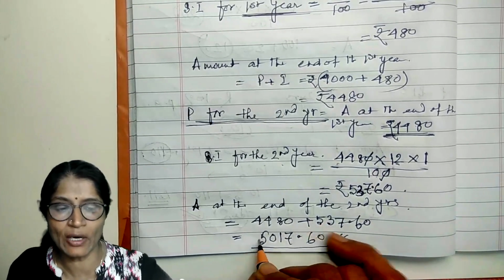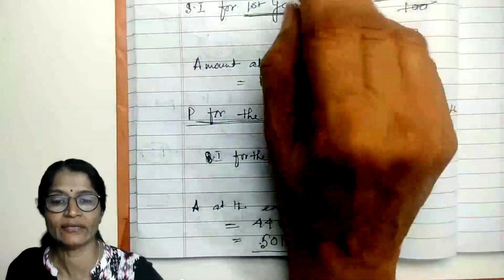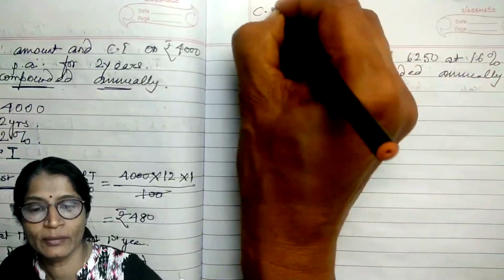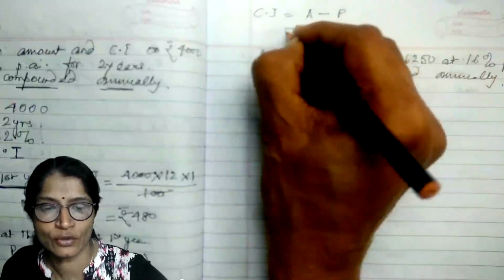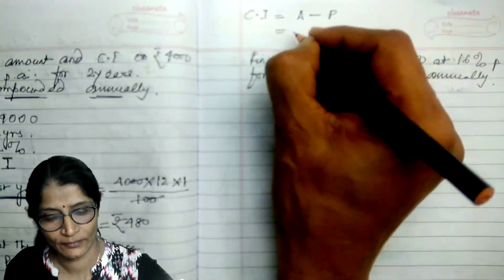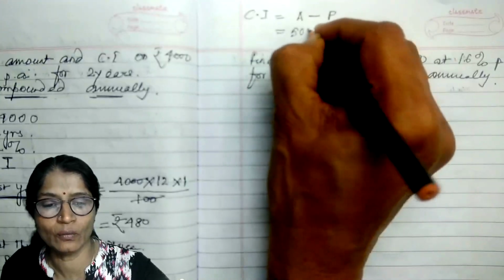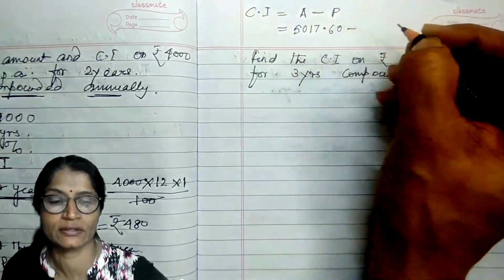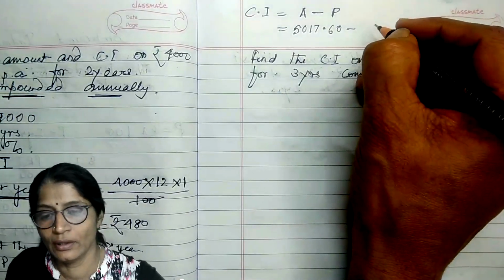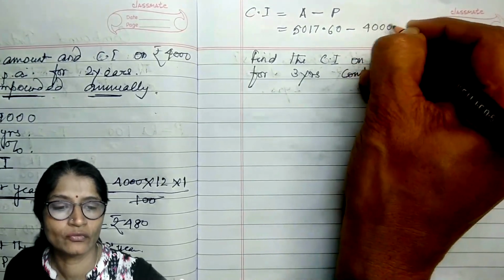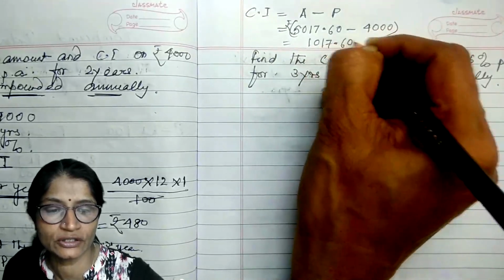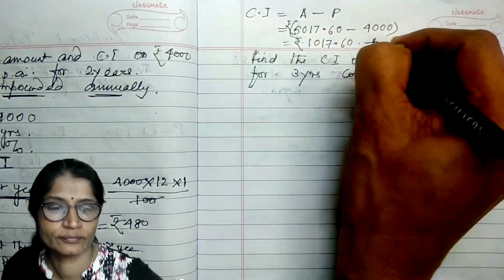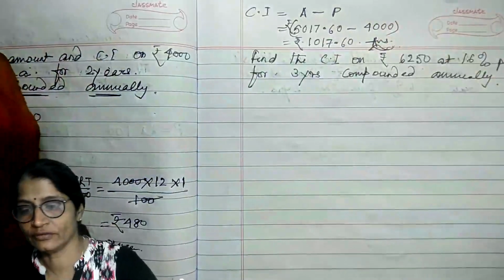Now I know the amount, and I know the principal at the starting, that was 4000, so I can calculate the compound interest. So CI will be equal to the amount at the end of the second year minus the original principal. So amount for the second year is 5017.60 minus principal, that was 4000. So it is equal to 1017.60. This is the first sum.